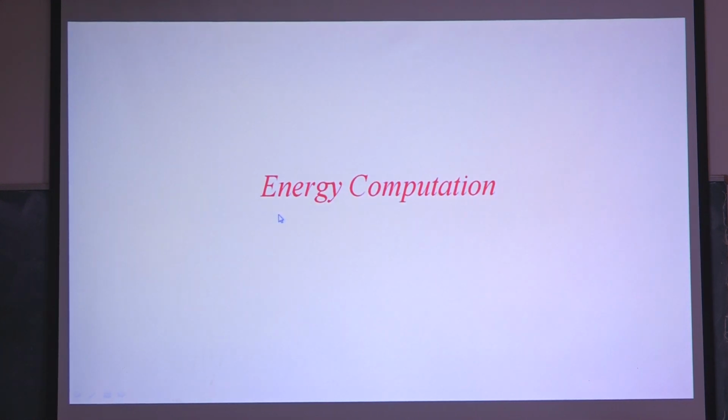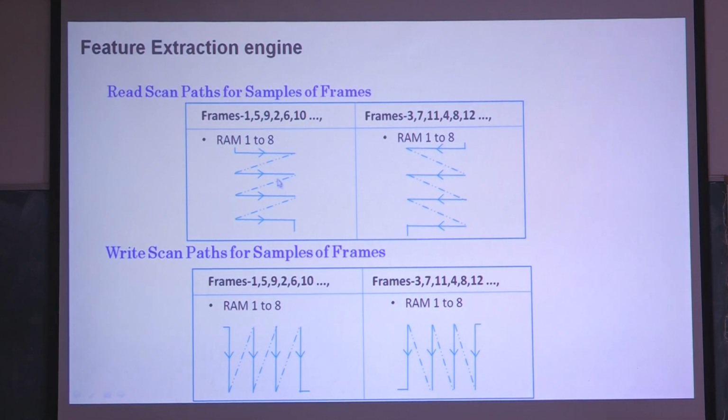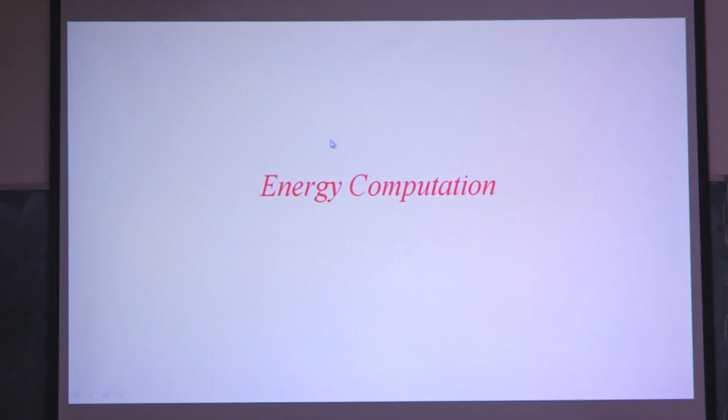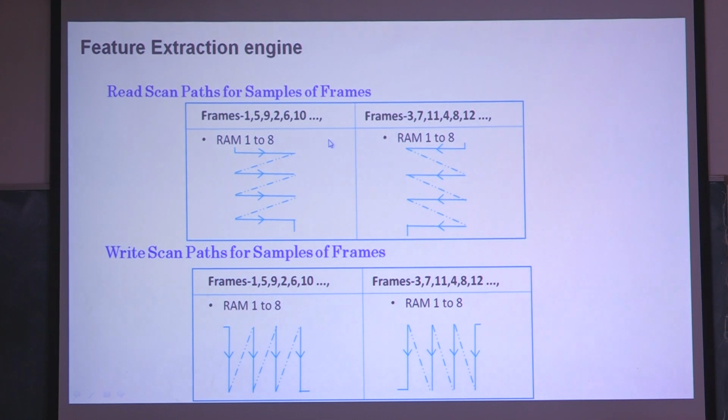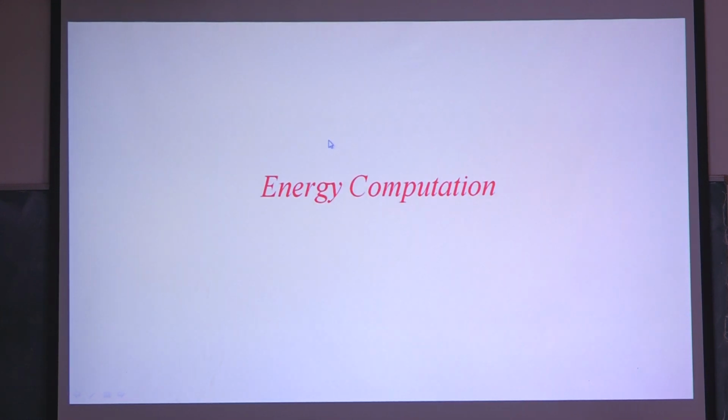Once the FFT computation is finished, to do the FFT computation the samples should be in the required order. Samples should be read in the required order. To read them in the required order, this scan path for read and write is used. So we need to generate an address based on this scan path for the FFT application. Next, we need to move on to the energy computation, which is the S of n calculation.